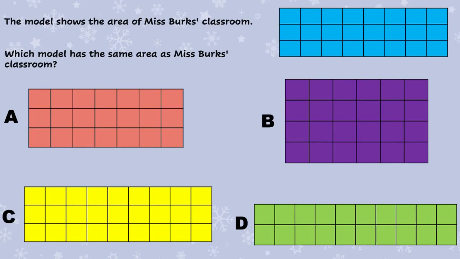Okay, this one says the model shows the area of Miss Burks's classroom. Which model has the same area as Miss Burks's classroom? Okay, so this one right here, this blue one, shows her classroom. So let's count it to see what it is. 1, 2, 3, 4, 5, 6, 7, 8, 9, 10, 11, 12, 13, 14, 15, 16.